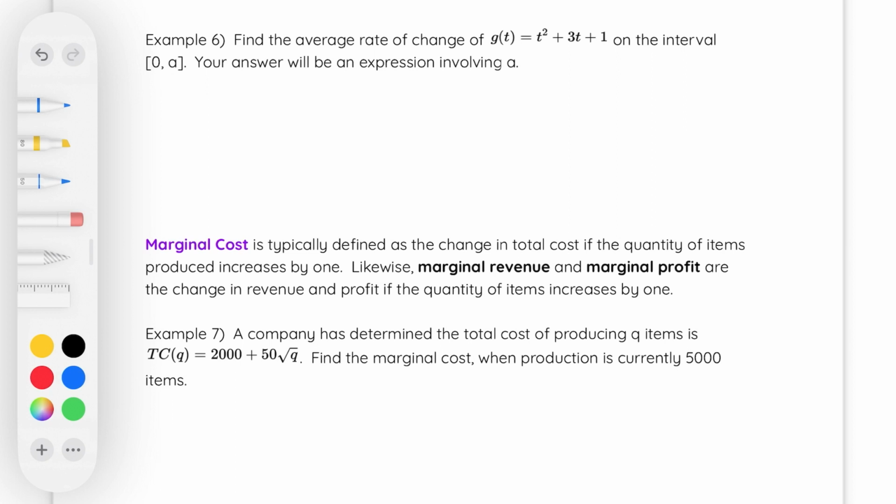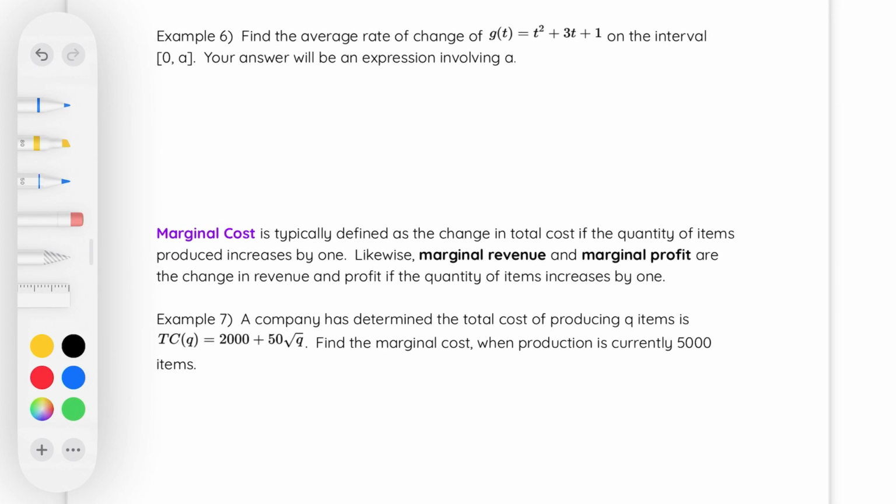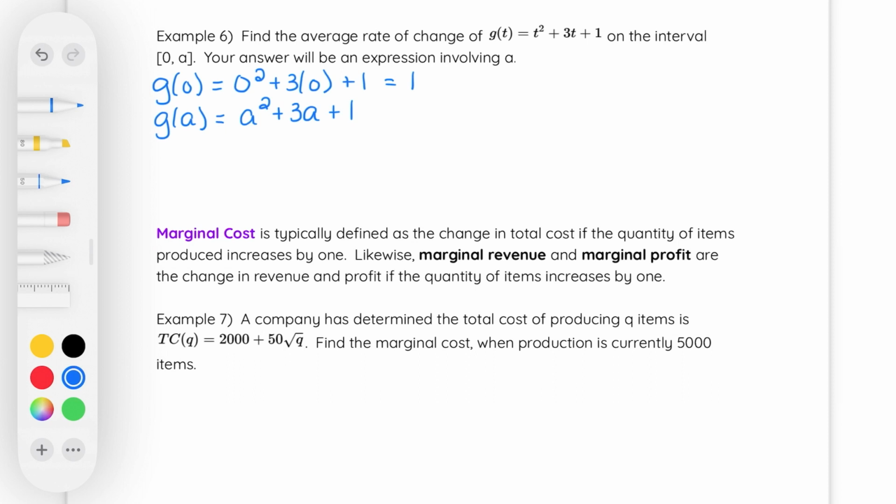Find the average rate of change. We've got ourselves a quadratic here on the interval between 0 and A. Oh, this is interesting. Our solution will involve A. It no longer is a number. So let's think about what this might look like if I evaluate my function and say g of 0 will give me 0 squared plus 3 times 0 plus 1, which is just 1. And then g of A is a squared plus 3a plus 1, which there's nothing else I can do.